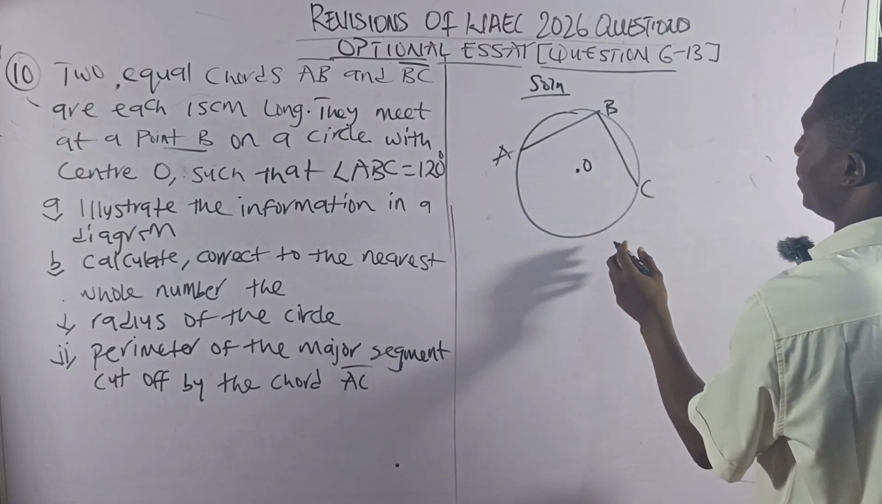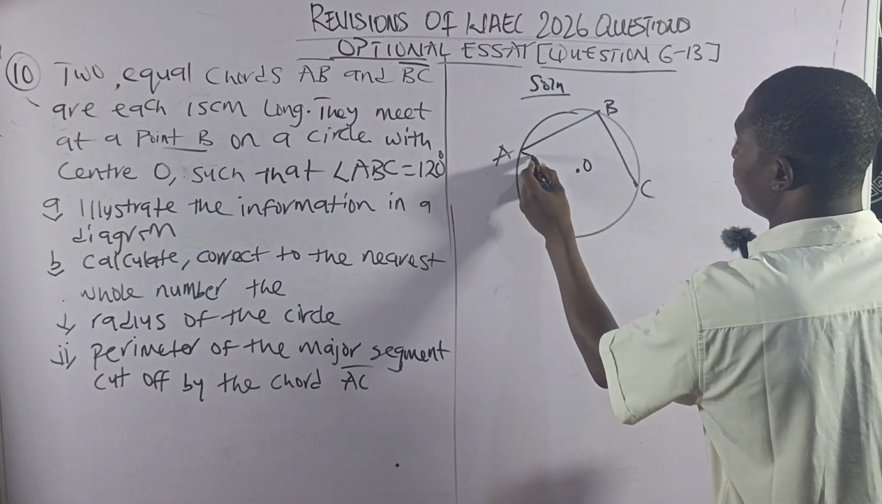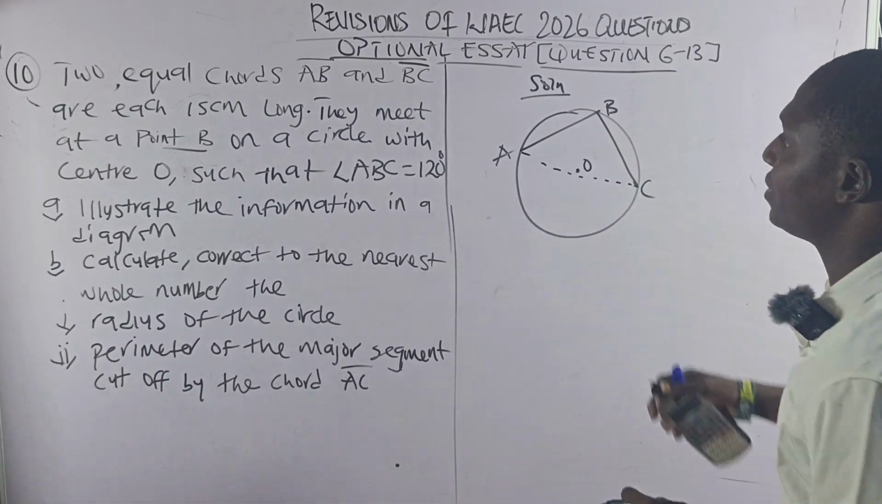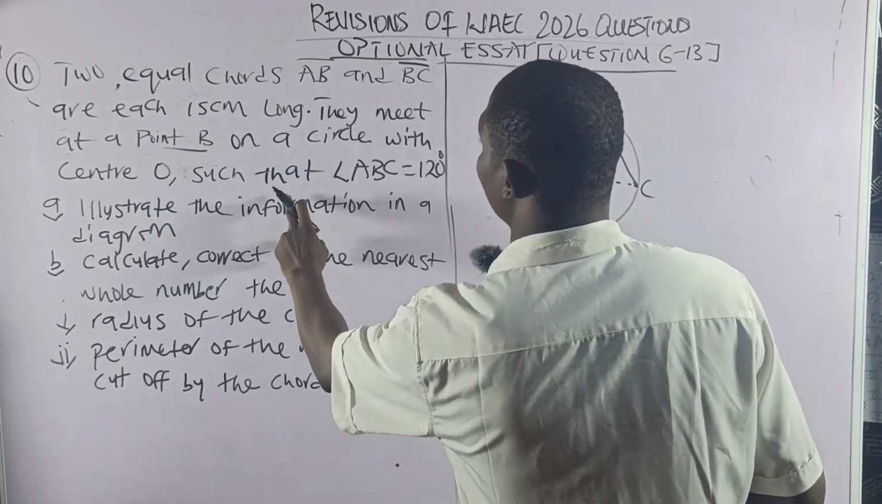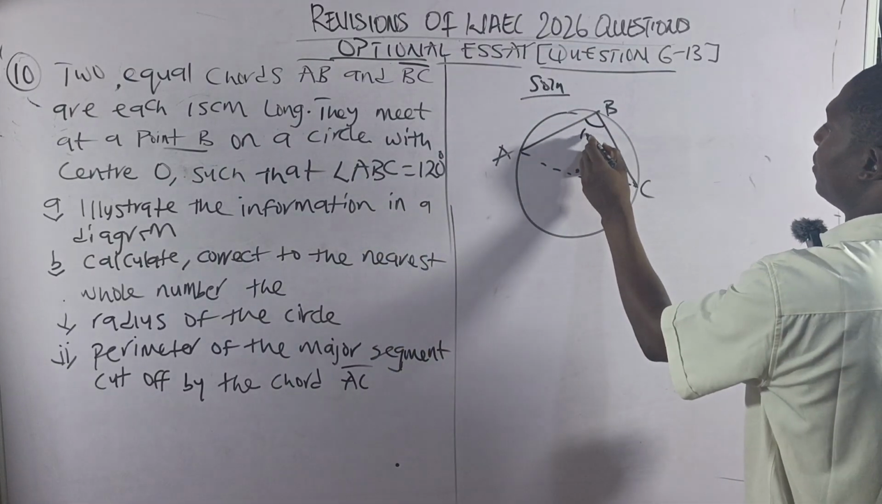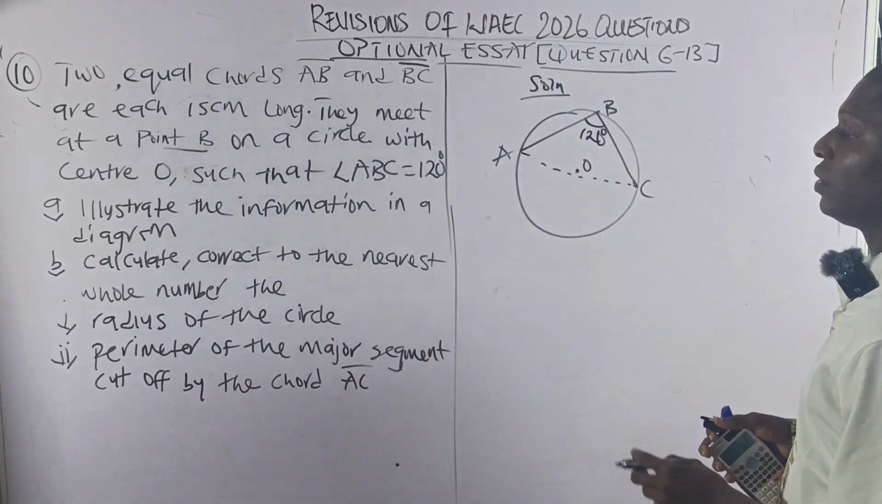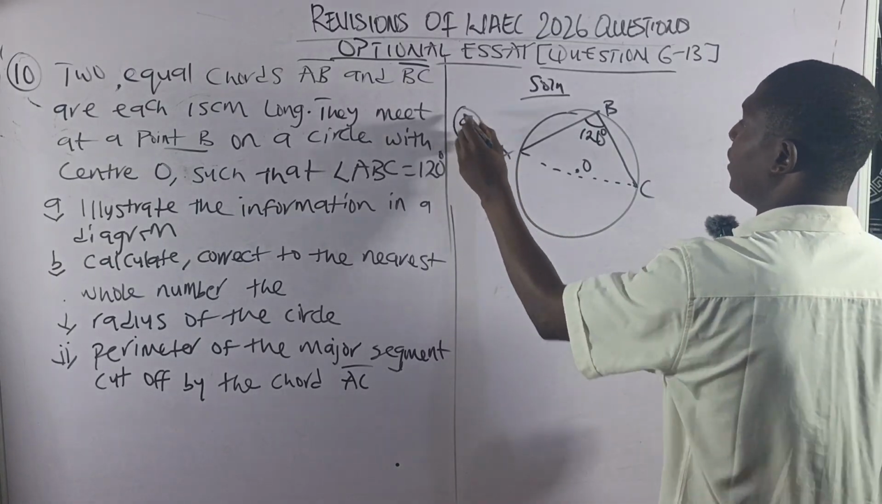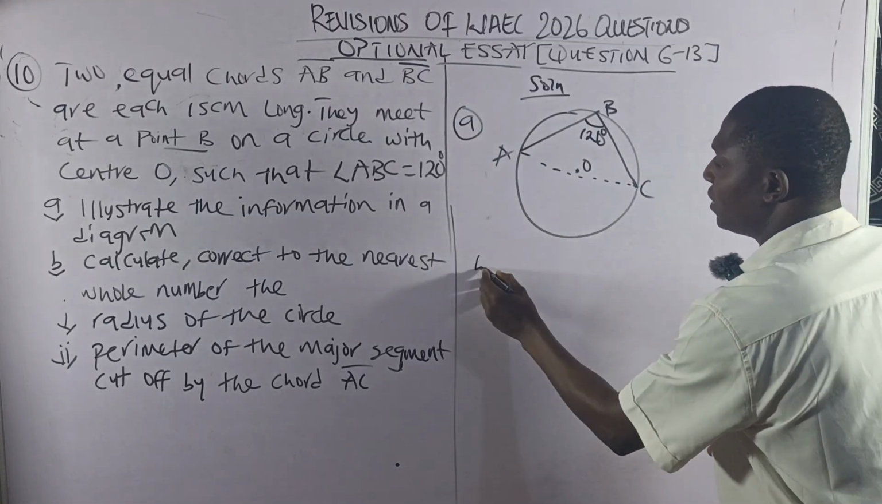So let me put my O here. So this can come this way. Now this is my AC. And they also said such that angle ABC is equals to 120 degrees. So we've illustrated it on a diagram. So that's what we've done for our A.